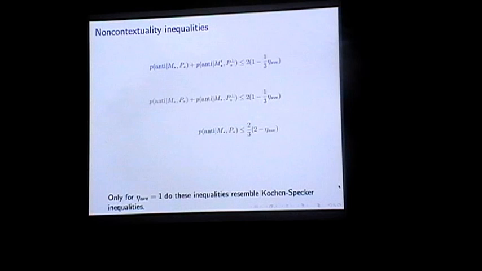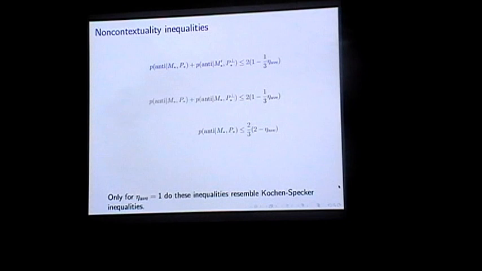The second inequality is, again, you're just doing the same set of measurements, M star, on P star and P star perpendicular, and again you see the same sort of bound, but here you're doing the same set of measurements on two different preparations. There you were doing both different implementations. And the third one is just for a single measurement, you have that particular bound, 2/3 times 2 minus eta average.